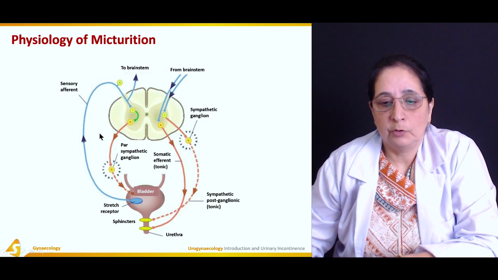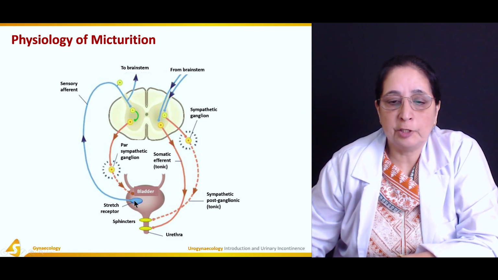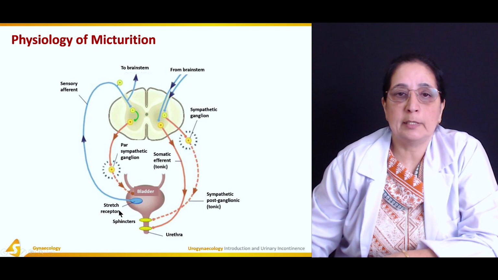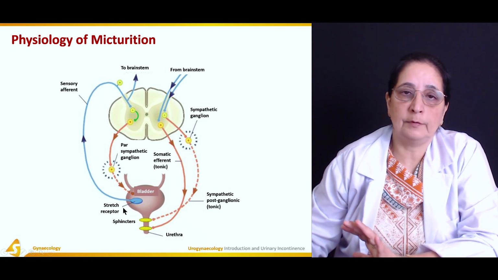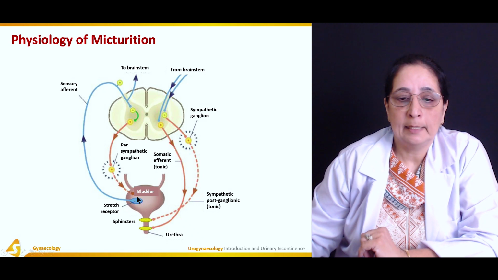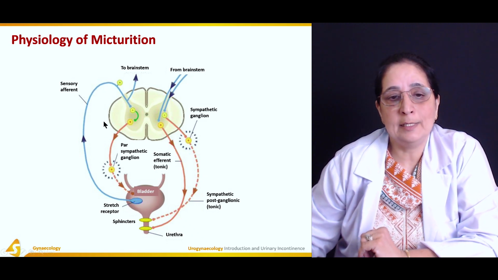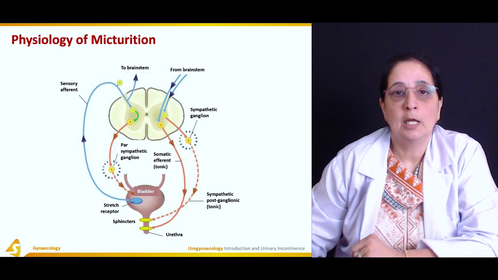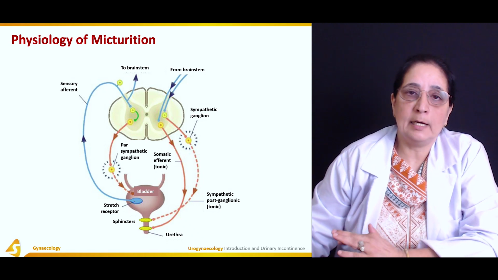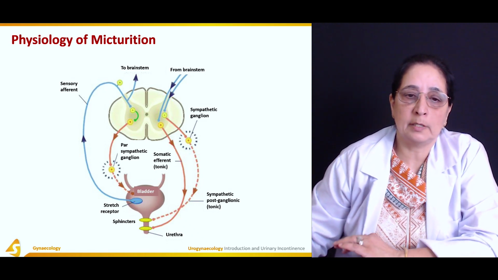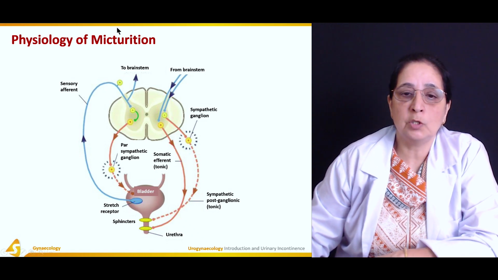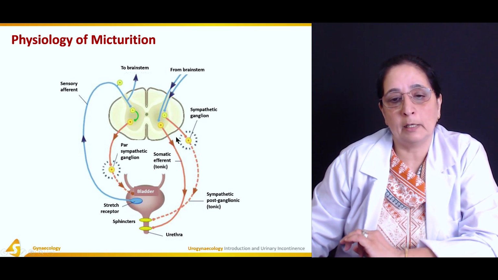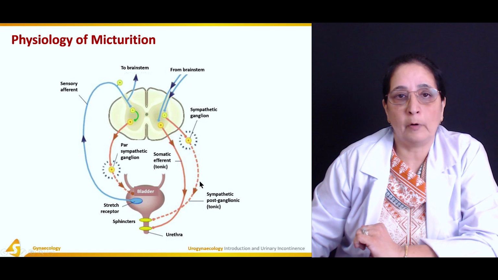Again, this picture shows you these are the stretch receptors. In the wall of the bladder, there are stretch receptors. Once there is stretching of the muscle of the bladder, they send the information through the sensory afferent nerves. Afferent nerves carry the information to the brain, and from the brain efferent nerves come out. So sensory afferent nerves carry the information to the brain, and efferent nerves carry it away from the brain.